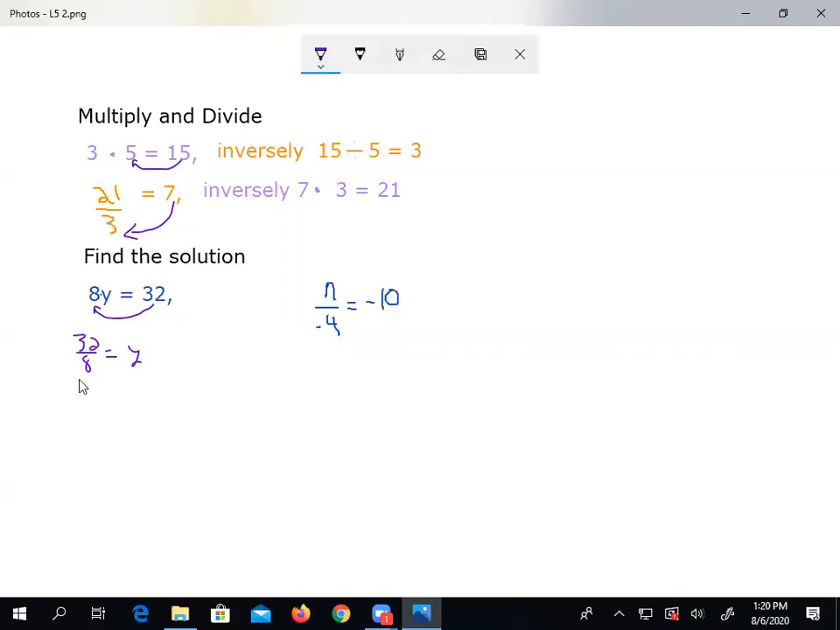And 8 goes into 32 4 times, so the solution would be 4. 8 times 4 is 32. So I can see this as a multiplication problem, but inversely, I can also see it as a division problem.